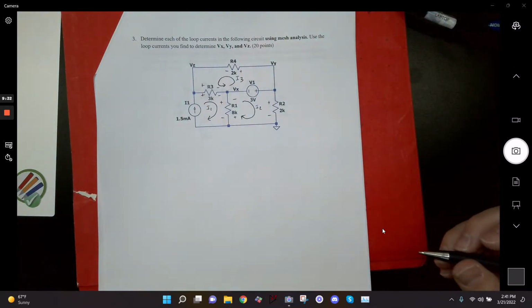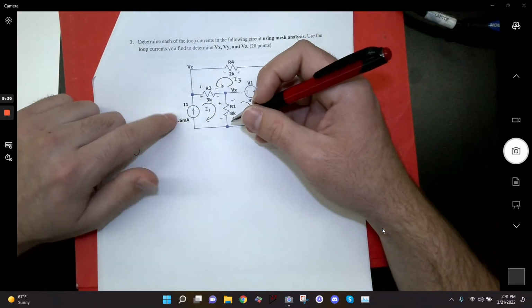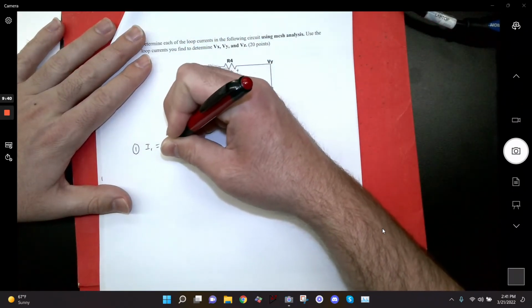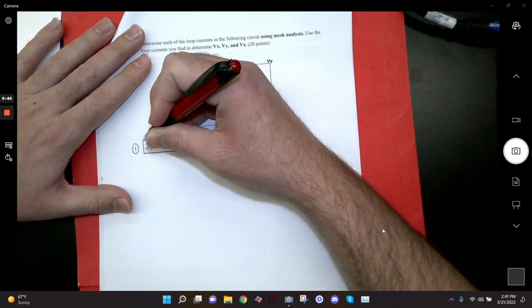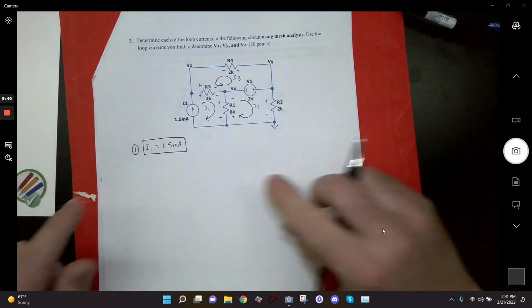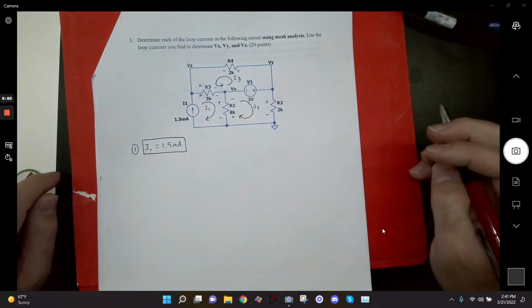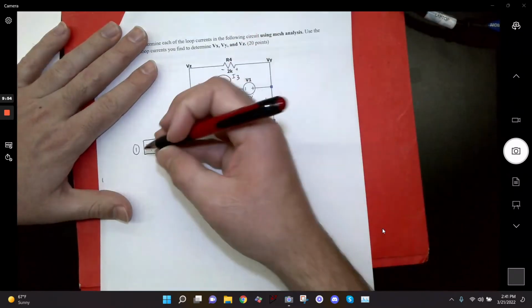Alright, so if I'm going to make my three equations here, my first one, I would draw from my current source, right? I would just say, okay, I1 is 1.5 milliamps, right? Does anybody still have a problem with this? We're good with that? I can just note that I1 is going to be the same current as whatever this current source is, okay?